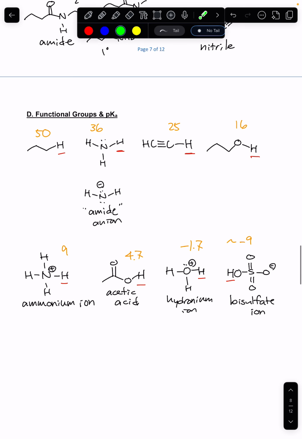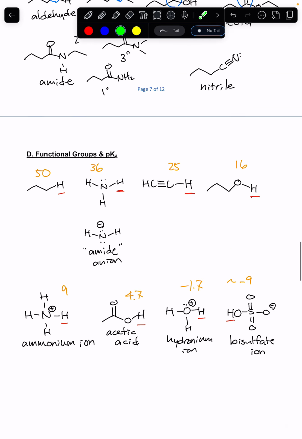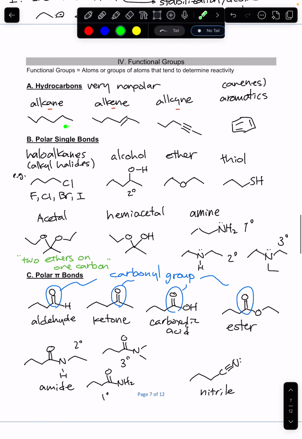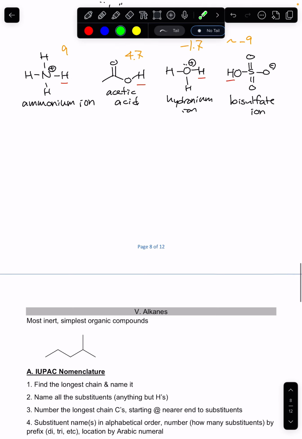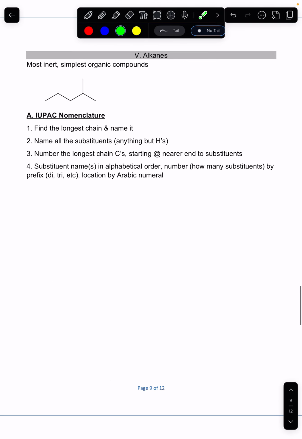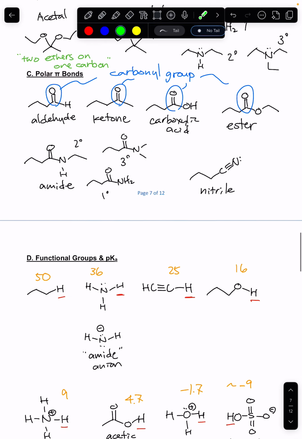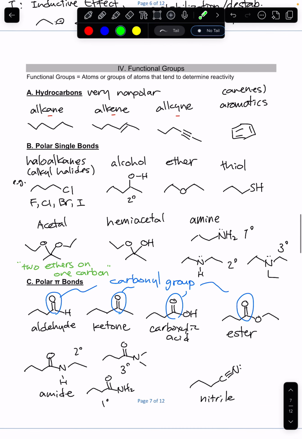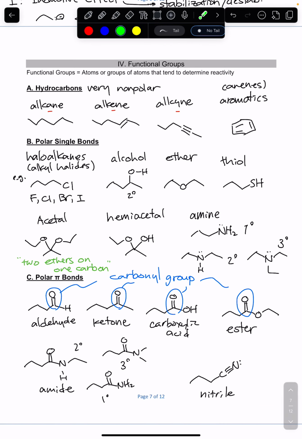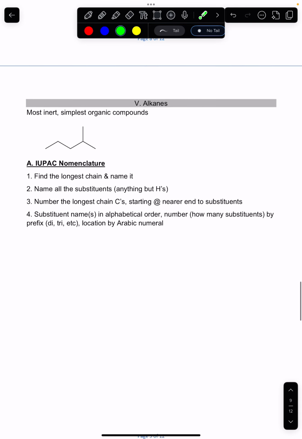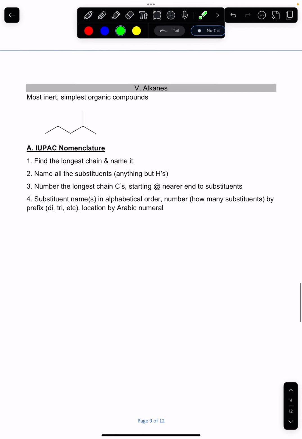Alkanes, remember, are not very acidic, and they're the very nonpolar, most boring functional group. Technically you could say an alkane per se does not have any functional group. That's probably a better way to think about it. All these functional groups are placed on alkanes. Alkane is just this inert, simple, boring backbone of organic molecules.